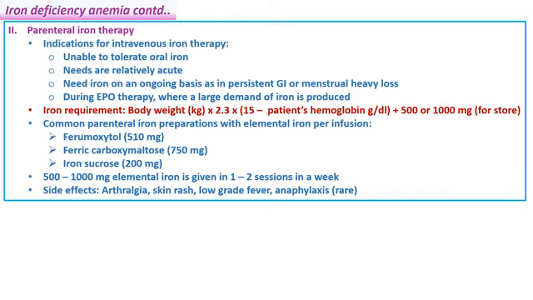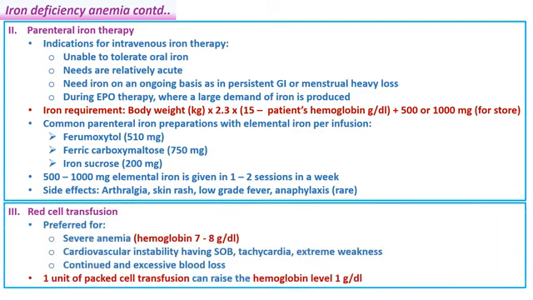Common parenteral iron preparations with corresponding elemental iron per infusion: ferumoxytol, elemental iron 510 milligram; ferric carboxymaltose, elemental iron 750 milligram; iron sucrose, elemental iron 200 milligram. 500 to 1000 milligram of elemental iron is given in 1 to 2 sessions in a week. Side effects: arthralgia, skin rash, low grade fever, rarely anaphylaxis.